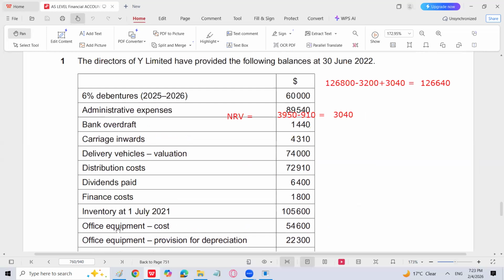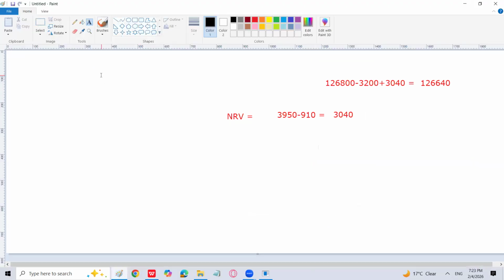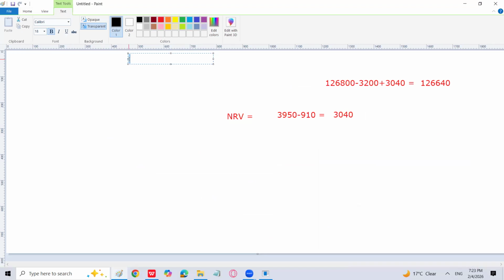So we have to go for the working also, and we will do it accordingly. So let's start it. I'm going to write the income statement. I will write here $. I will start from revenue. And from revenue, I have to subtract sales return, right? So I will go with the working first.